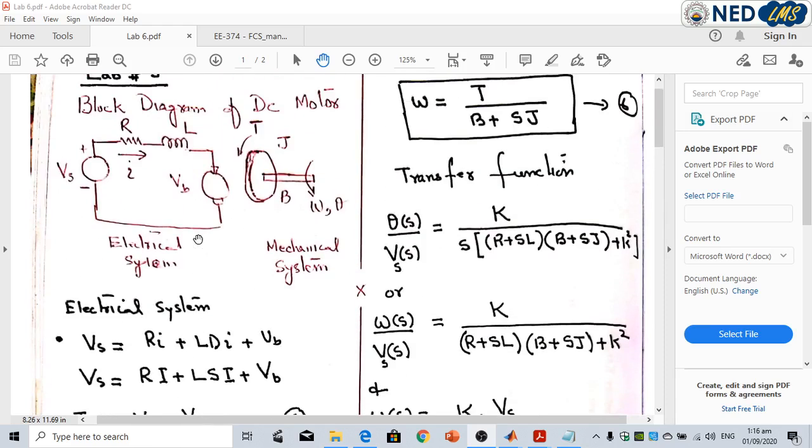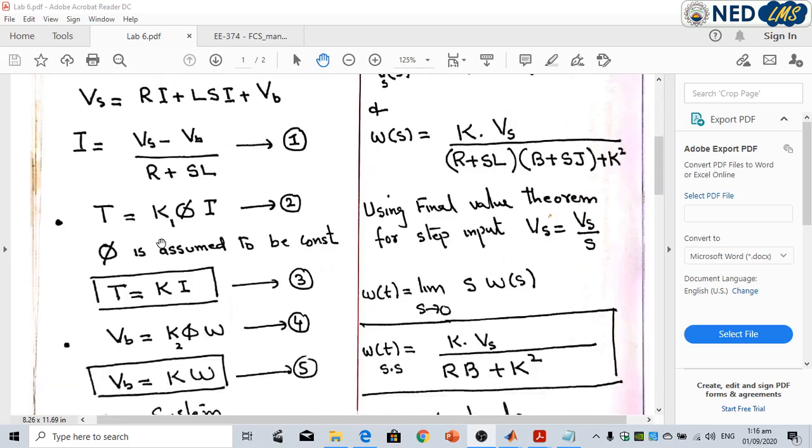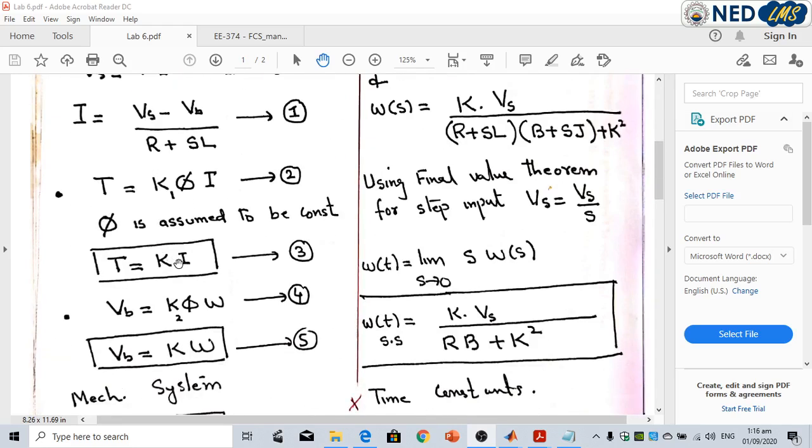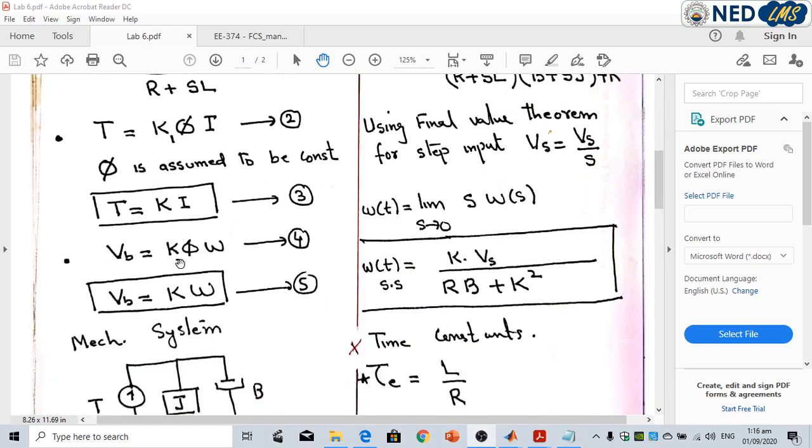As the supply voltage increases, the armature current also increases. That will increase the torque developed by the motor, or we can say that the motor can also increase its speed. Next, this equation, also numbered as 3, is a useful equation for developing the block diagram.